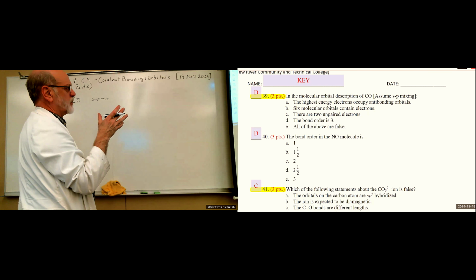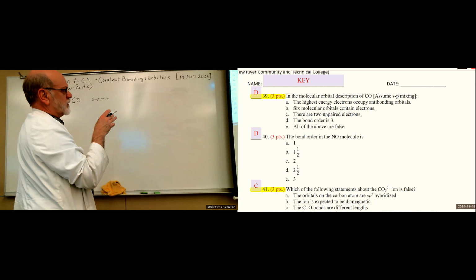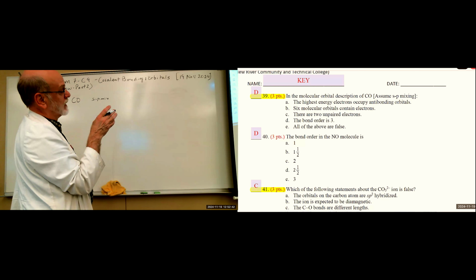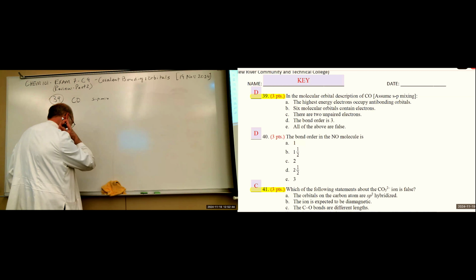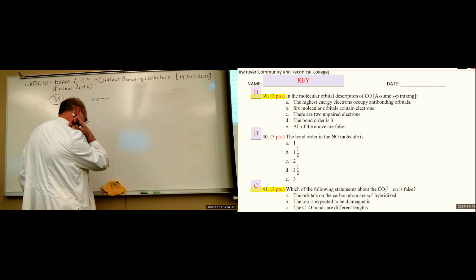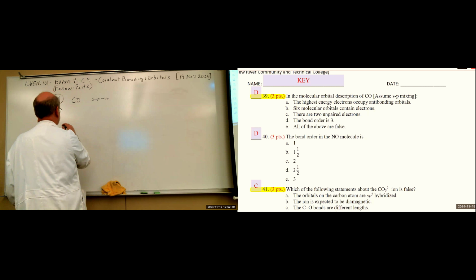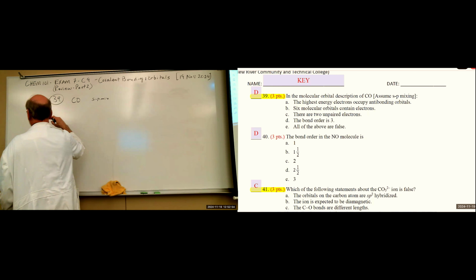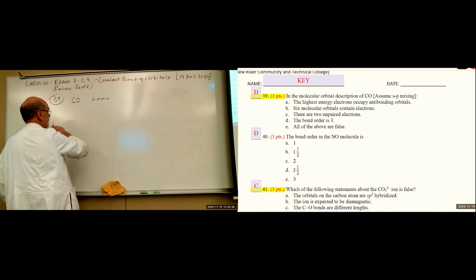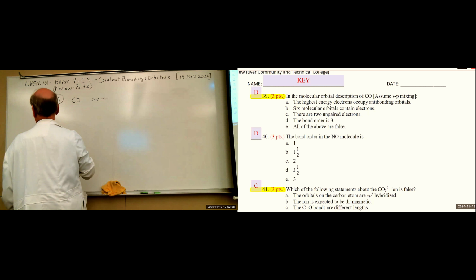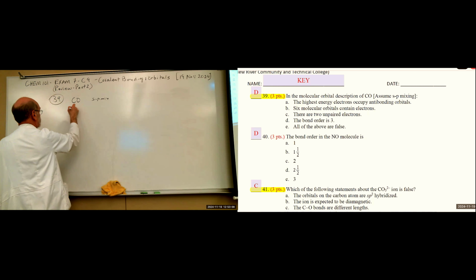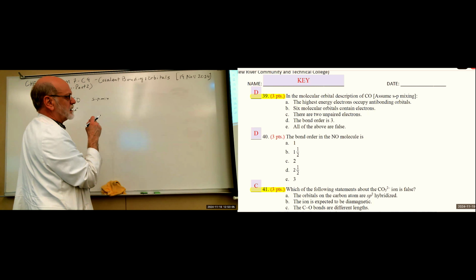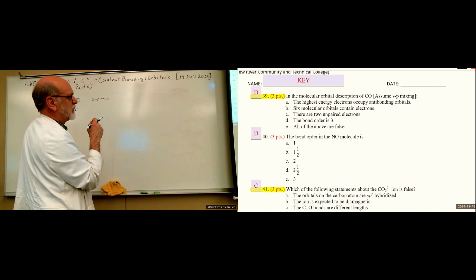Highest energy electrons occupy antibonding. 6 molecular orbitals contain electrons. There are 2 unpaired electrons. The bond order. Okay, so we do need to draw the molecular orbital structure of this one. So if it's got sp mixing, and we're only looking at valence electrons, carbon has 4, oxygen has 6, so that's 10 valence electrons. Now, are there any that require period 1?